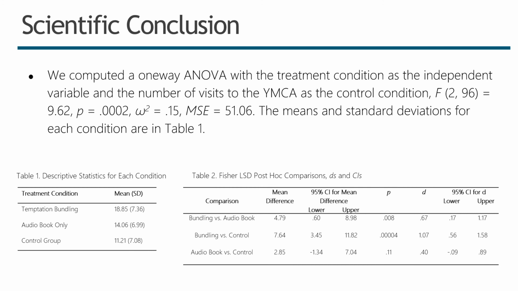And then I provide my statistics. So I have my F, and then in parentheses are the degrees of freedom. Between degrees of freedom was 2, within degrees of freedom, or residual degrees of freedom, was 96. The F we computed was 9.62 with a p of 0.0002, and our effect size omega squared was 0.15 with a mean squared error of 51.06. Note that I'm reporting these numbers to the second decimal place, but for the p-value, I take it out a little bit further since the p-value was so low rather than rounding it off to 0.